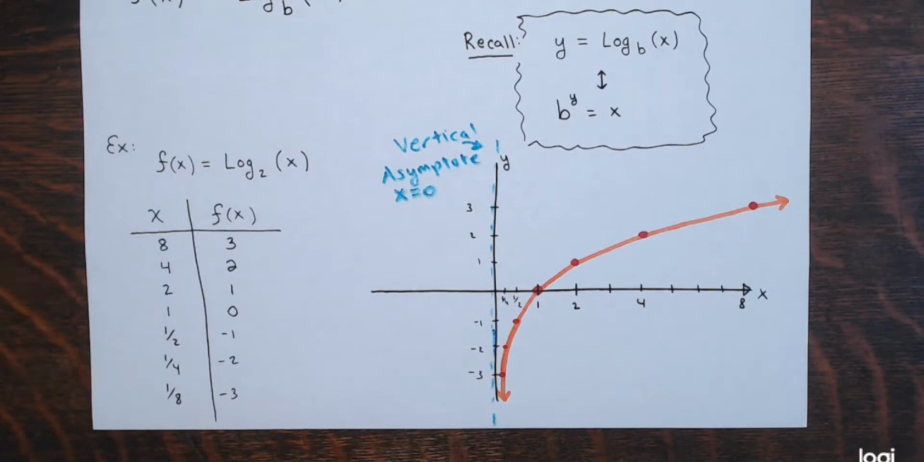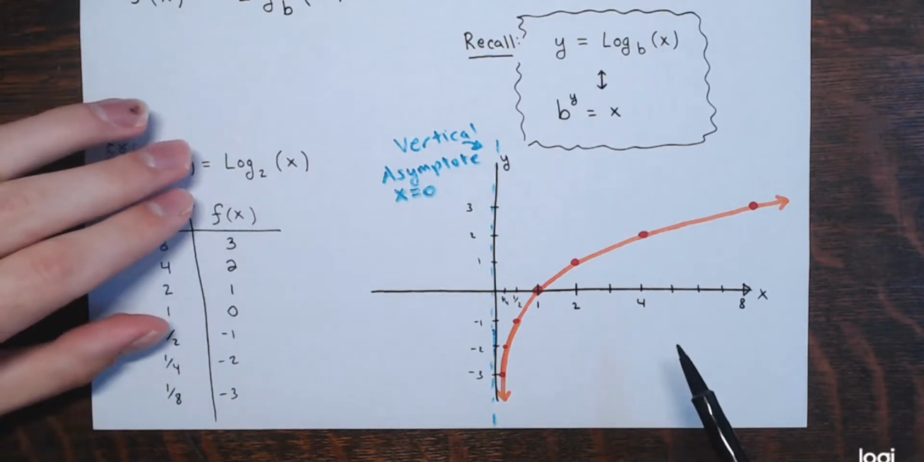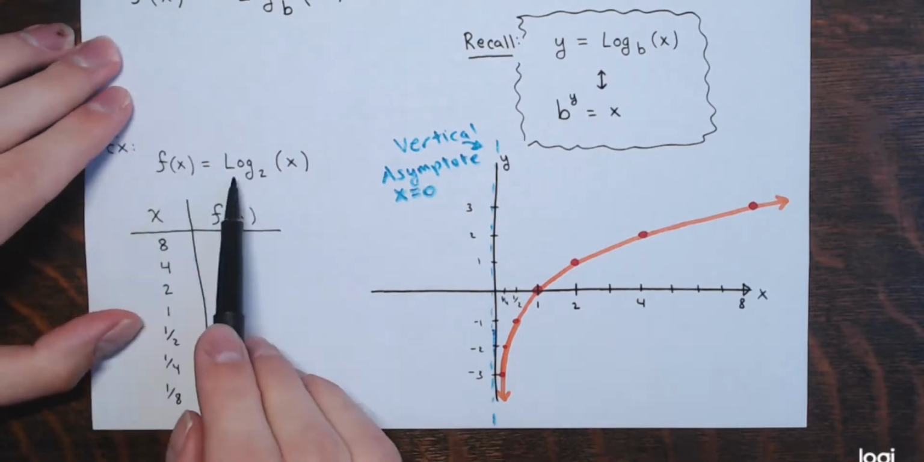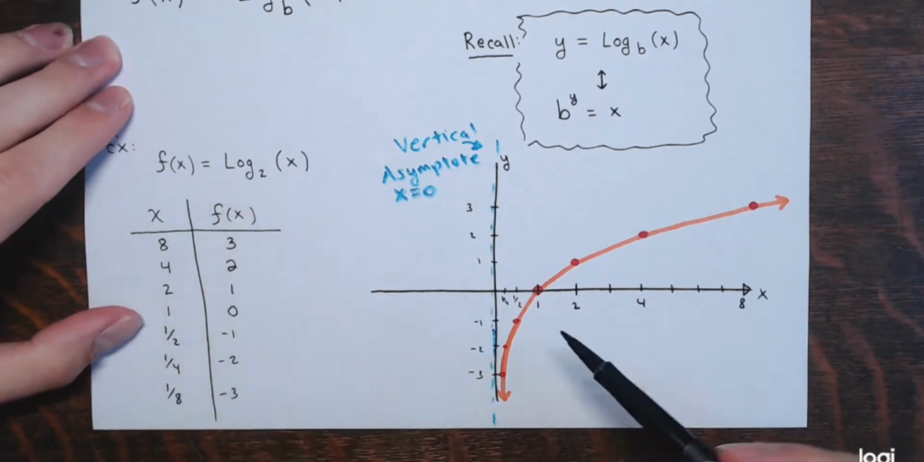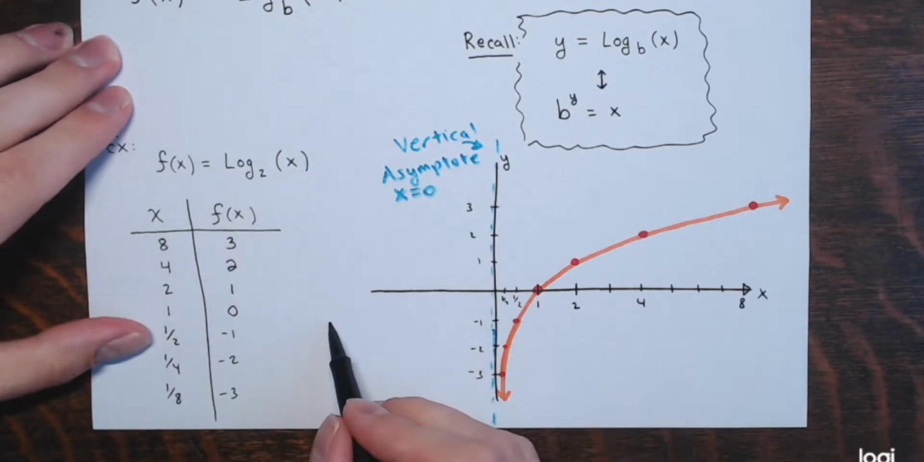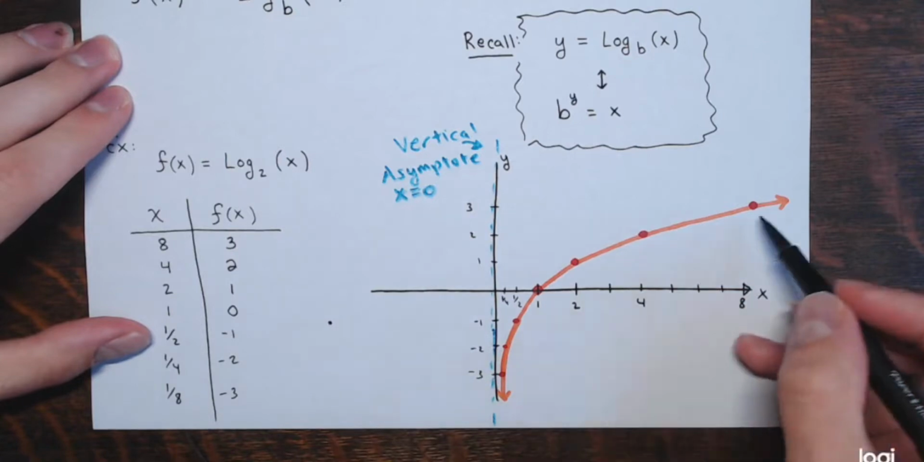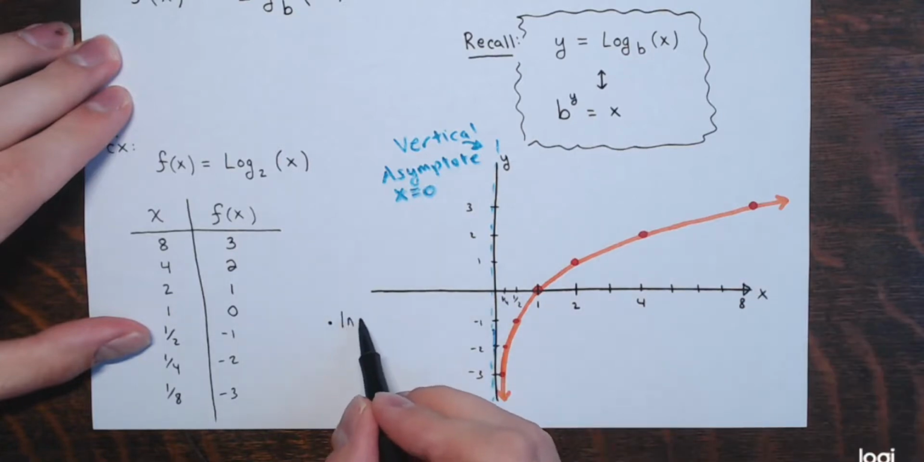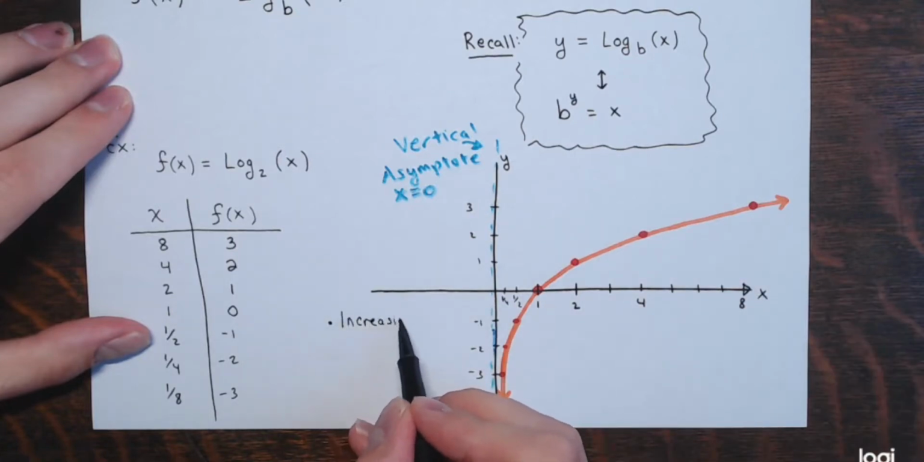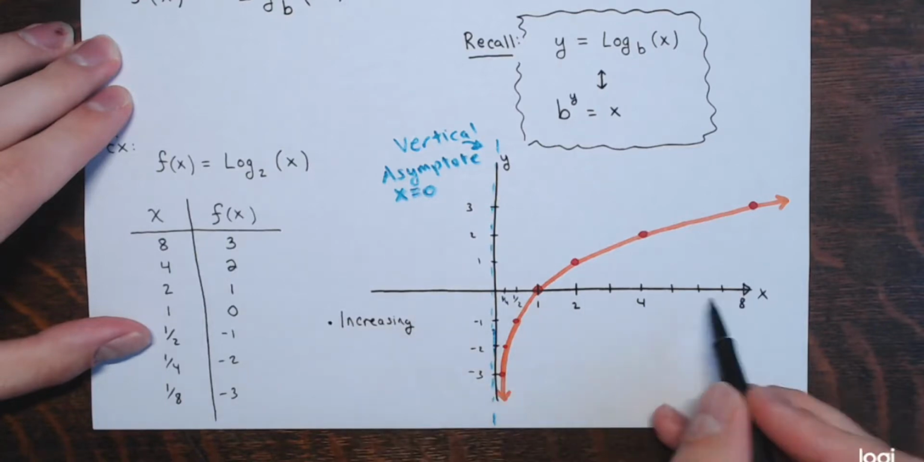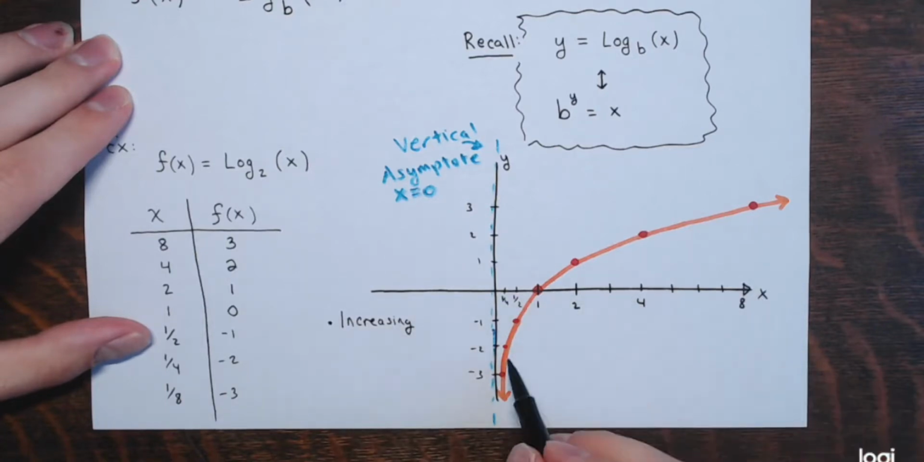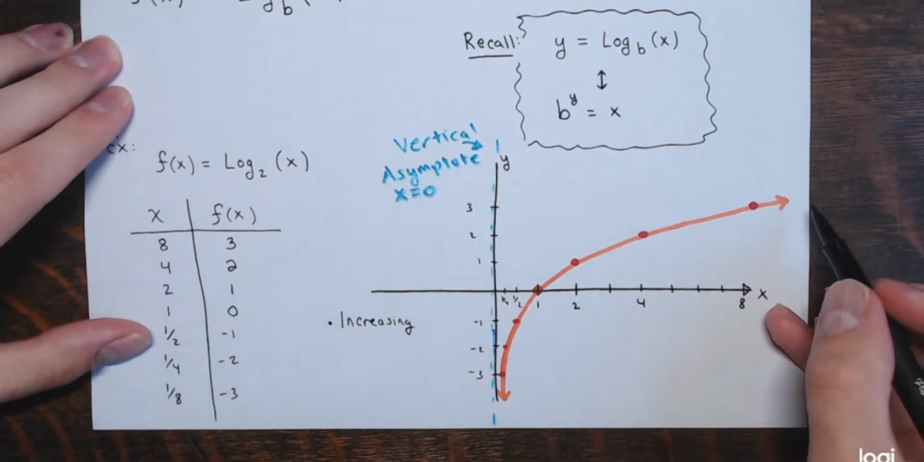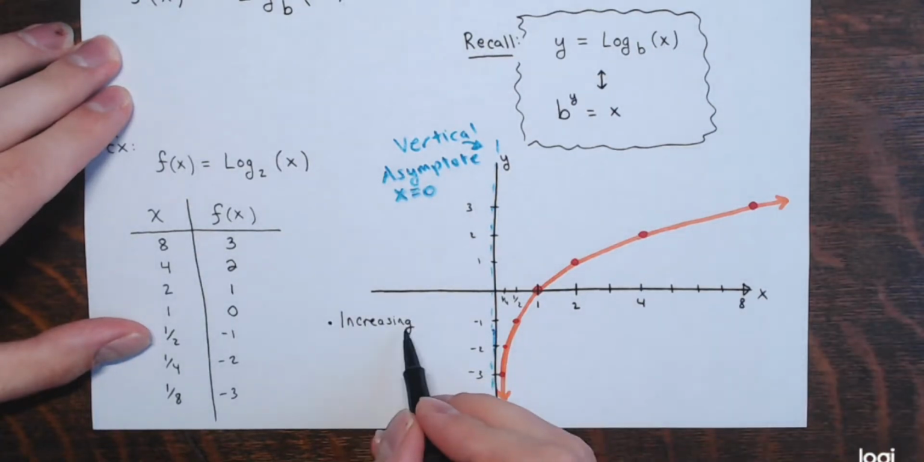All right, and then some other things about this. Y equals log base 2 of x. It's what they would consider an increasing function, because as I move to the right, as the value of x increases, the output increases. So it's an increasing function from left to right.